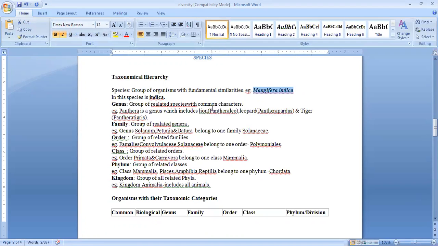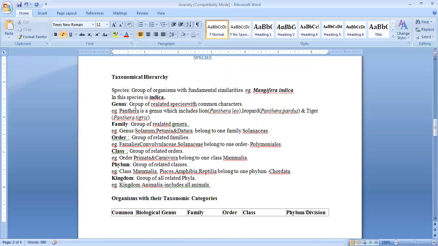For example, there is a genus which includes Panthera leo. What is that? It is a lion, and here the genus is Panthera. The Panthera genus includes the lion. In this genus, we have the leopard also, and we have the tiger also. That is Panthera tigris, Panthera pardus. So all these three come in this genus. Panthera pardus is the leopard and Panthera tigris is the tiger.